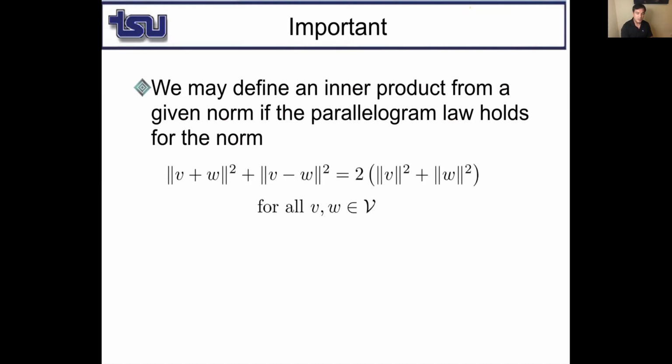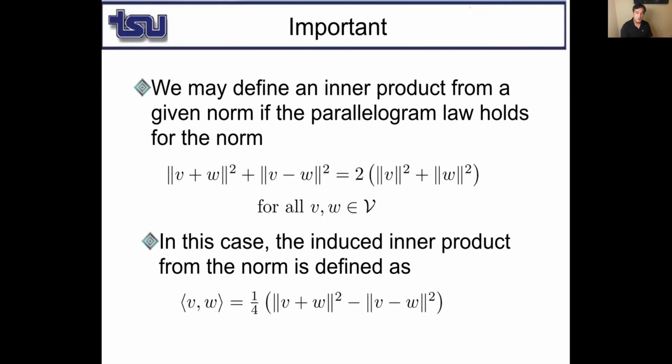This is the parallelogram law. If we have V and W, the norm of V plus W squared plus the norm of V minus W squared, of course, is equal to twice the norm of V squared plus twice the norm of W squared. If this equality is satisfied, that means the parallelogram law holds. So if the parallelogram law holds for all V and W, then we can define an inner product, I'm sorry, when I said inner space, of course, right? We can define an inner product using this norm this way. So since we are using a norm to define the inner product, we call it induced inner product from the norm.